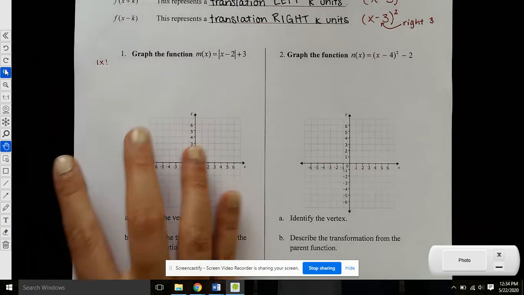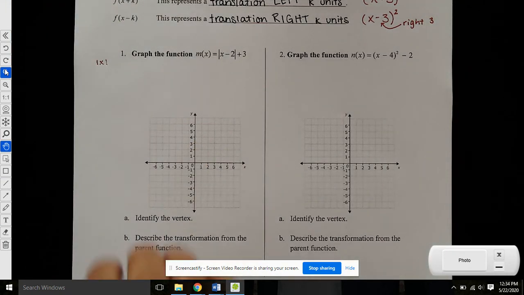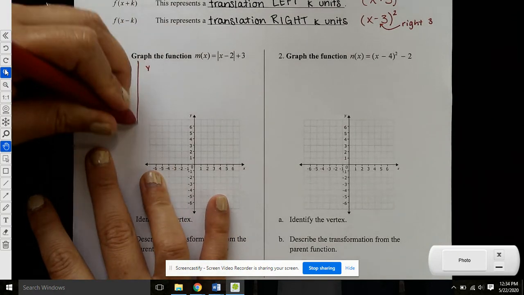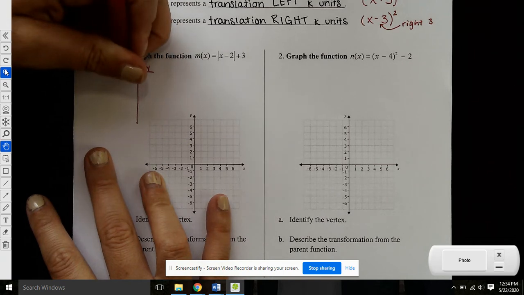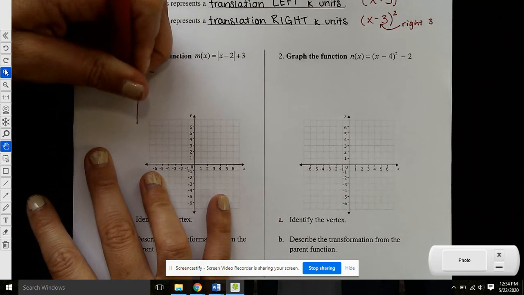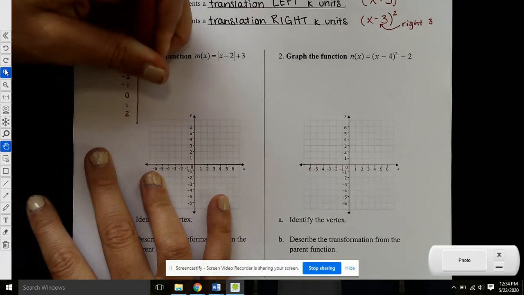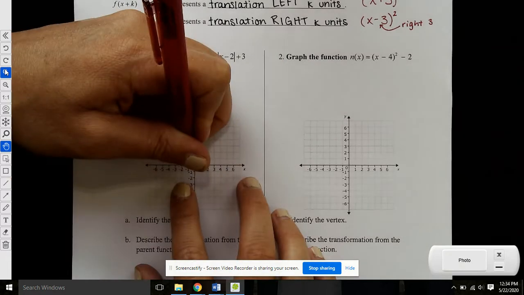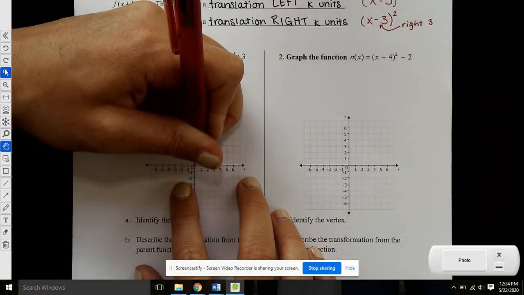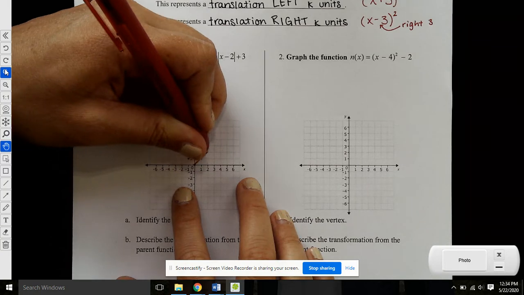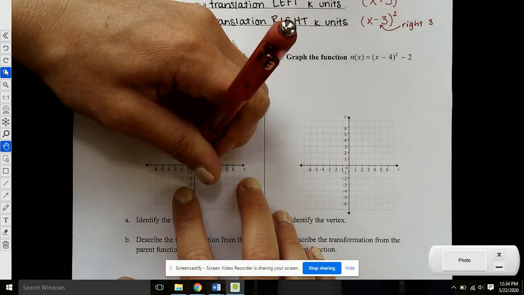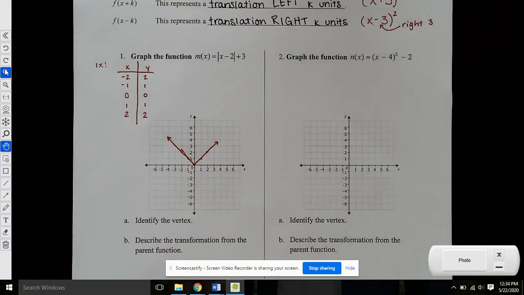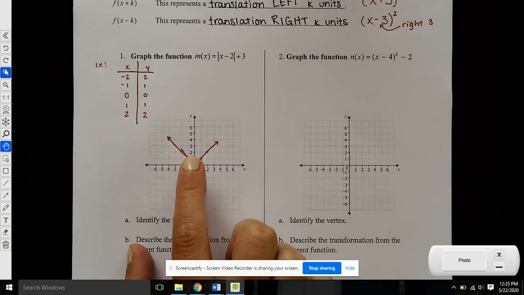So I start with the absolute value of x, and I want to actually make a table for that. So I have x and y, and the absolute value of x, the parent function, would look like this: -2, -1, 0, 1, 2, and then 2, 1, 0, 1, 2. So if I graphed that, this is what you would see. All right, so this is my original function.